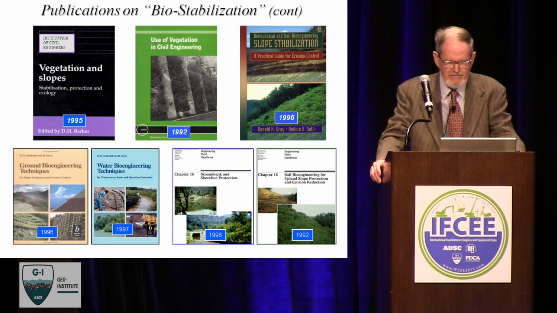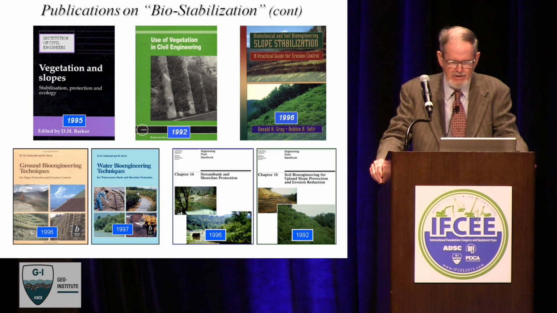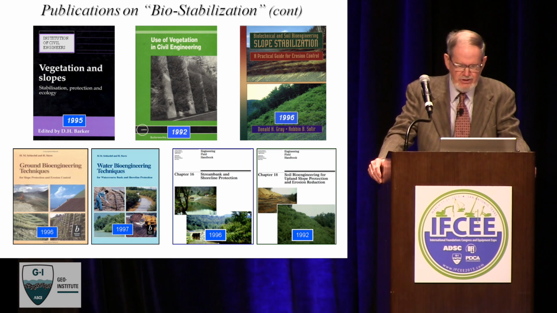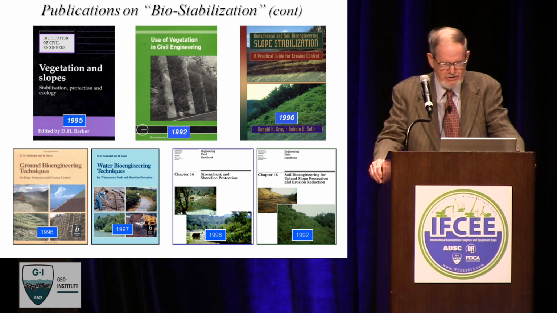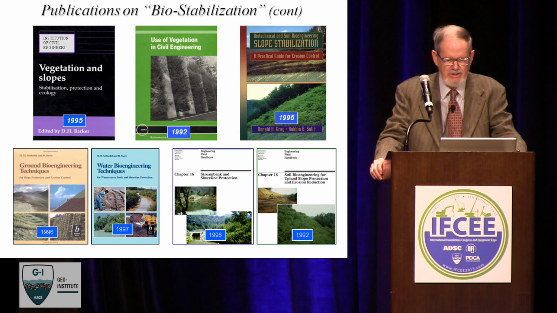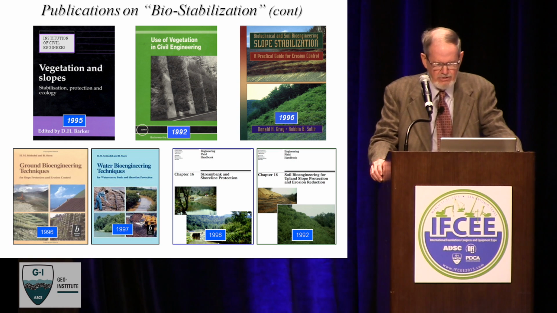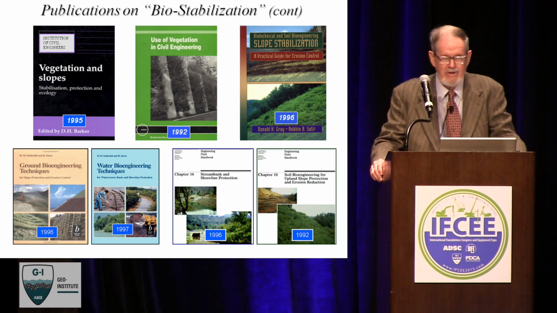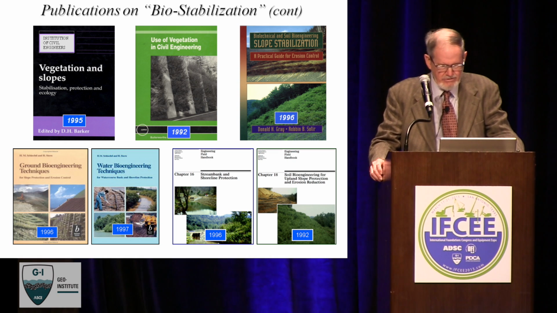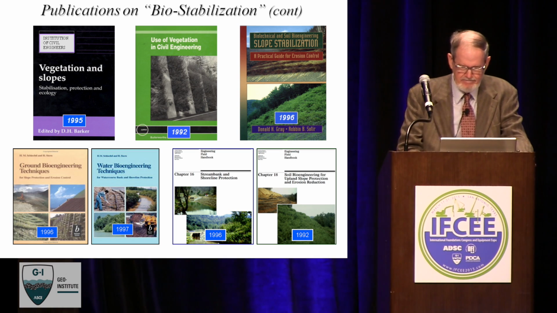An international conference, Vegetation and Slopes, was held in London, England in 1995 that focused on the benefits of vegetation for both erosion control and slope stabilization. Two Austrians, Schichtel and Stern, published companion volumes, one devoted to ground techniques in 1996, and a follow-on publication to water techniques in 1997. Hugo Schichtel is considered by many as the father of biostabilization.